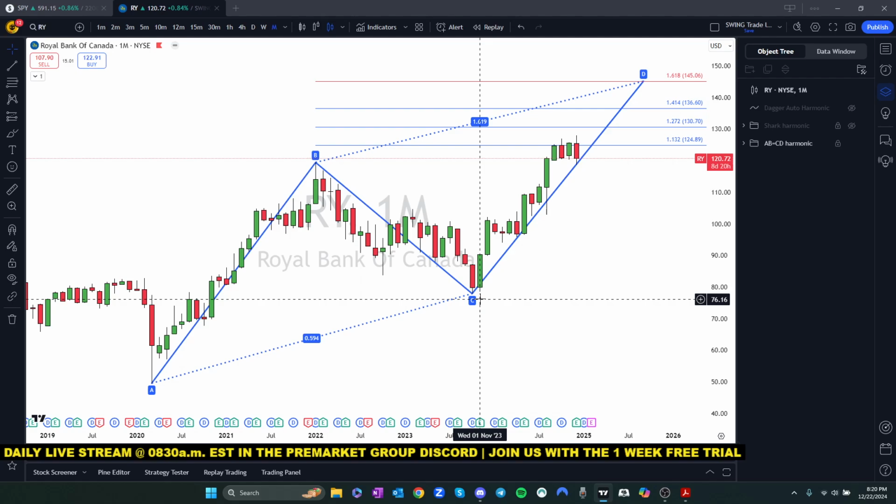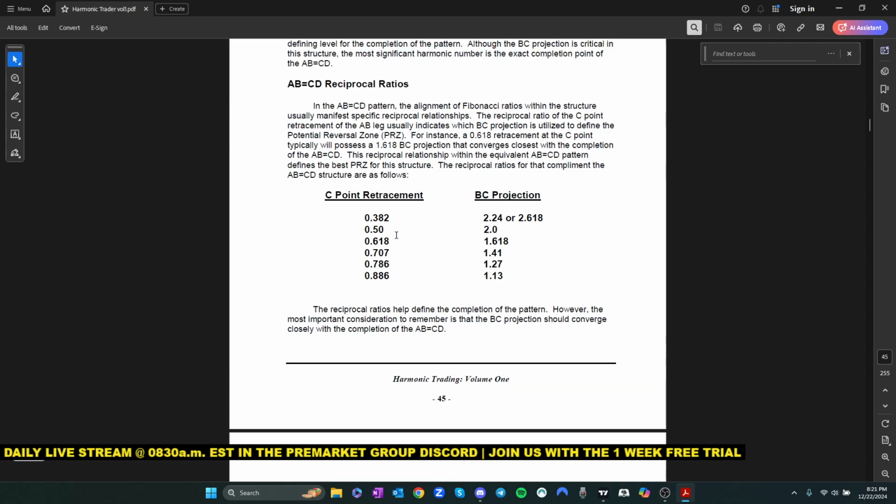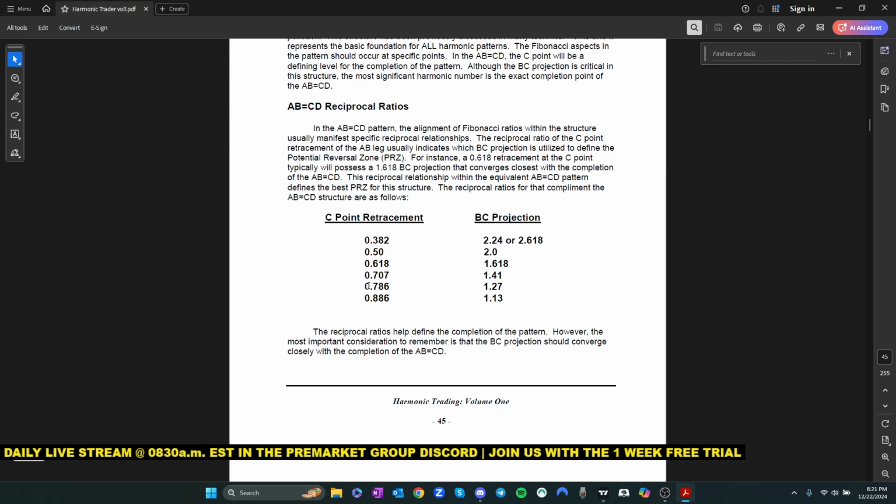So 0.594 is closest to what Fibonacci level? Do you know, Brendan? What was the number? 0.594. What's the closest fib to that? 0.618. That's right, 0.618. So right here, there's a table for the retracements for the ABCD pattern. It says for a 0.618 retracement, what's our B to C projection? 1.618. And that's a pretty easy one to remember because this is the primary ratio here, 0.618, and this is the primary projection, 1.618.